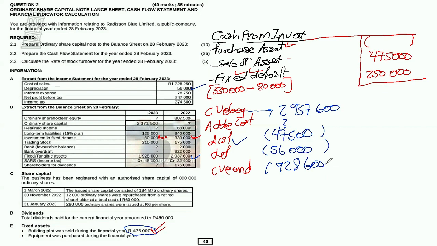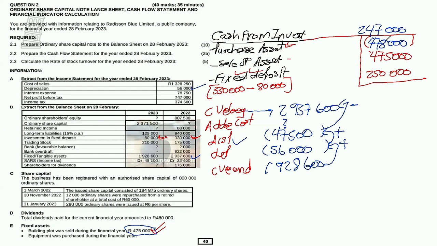How then do you calculate these additions at cost? It's carrying value at the end, you add your depreciation, you also add your disposal, and thereafter you subtract carrying value at the beginning. So now it means that our additions at cost will be 478,000. So it's 478,000.